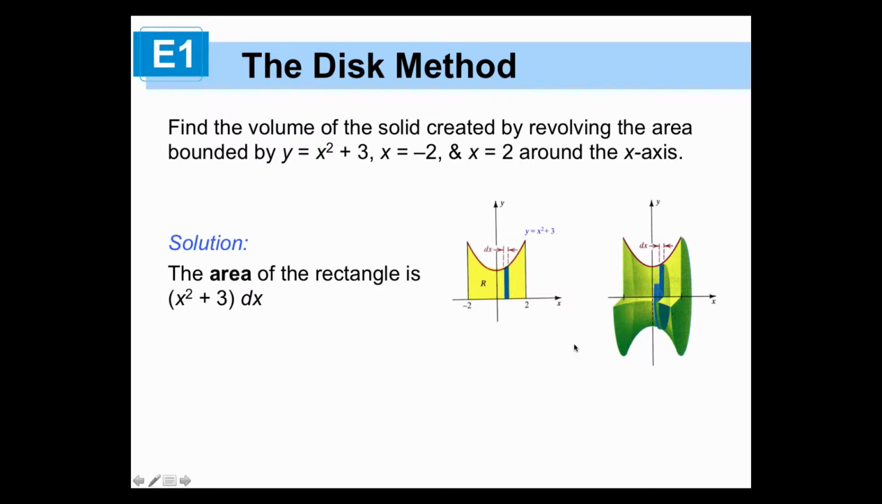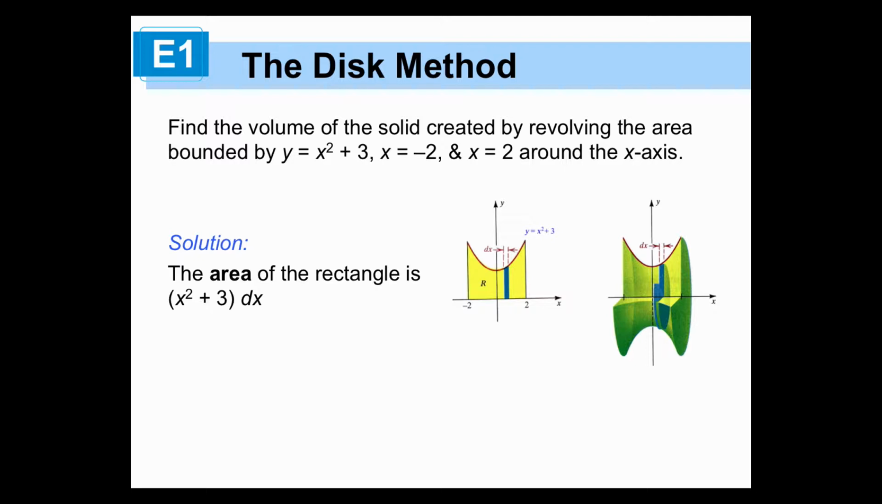Okay, so Allie told us the area of that rectangle is x squared plus 3 times dx. I want to be clear though, that's x squared plus 3 minus 0. Top minus bottom still applies, but the bottom here is the x-axis, which has a value of 0. X squared plus 3 minus 0. The width of that rectangle is dx because we want it to be really skinny.